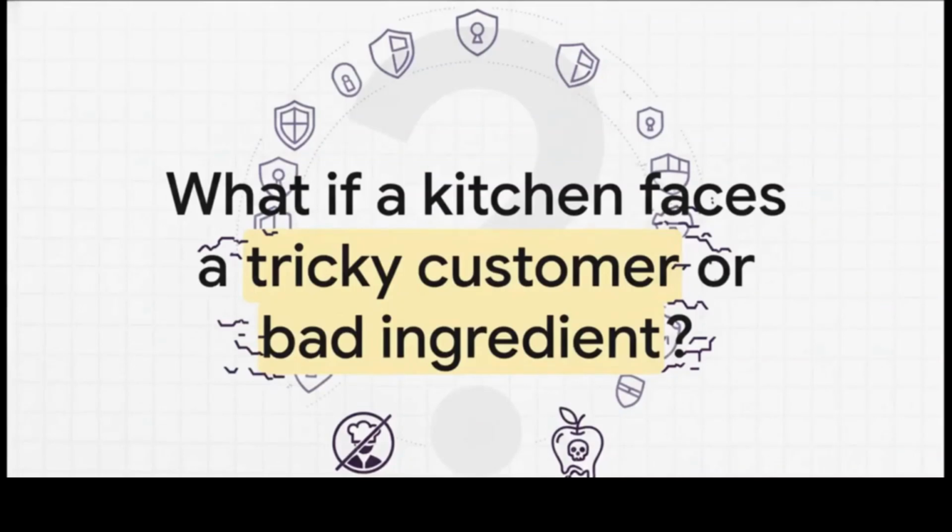And that's the big question, right? An AI, just like this kitchen, is vulnerable. It can be manipulated by sneaky users, it can be fed bad data, or it can be tricked into making some really big mistakes. So how do we protect it? Well, that's exactly where AI guardrails come into play.